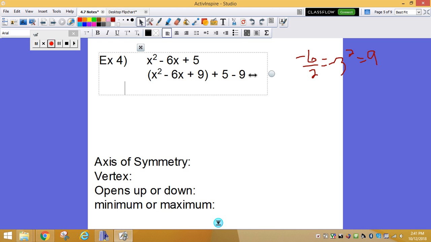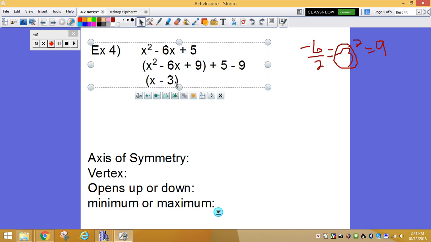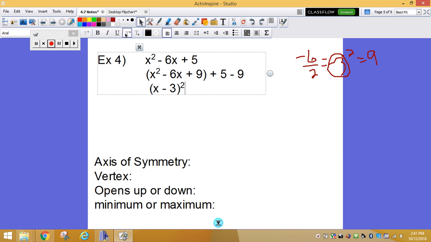So let's break it down into my perfect square. I got an x minus 3. Again, remember, if you're like, what is she doing? This is where I'm getting that from. Negative 6 divided by 2 is negative 3. And it is squared. Then on the outside I have 5 minus 9, which is a negative 4.